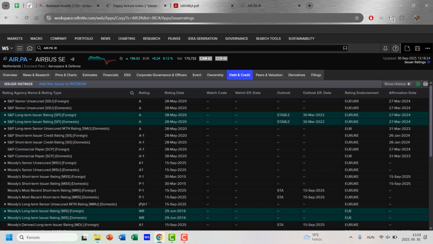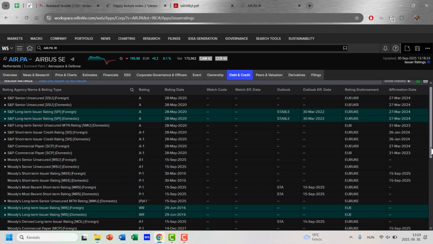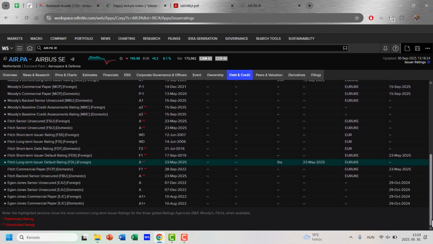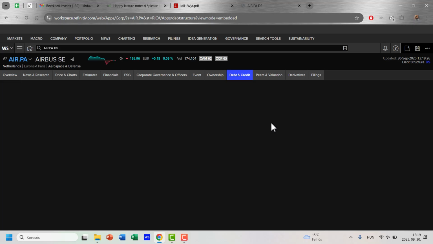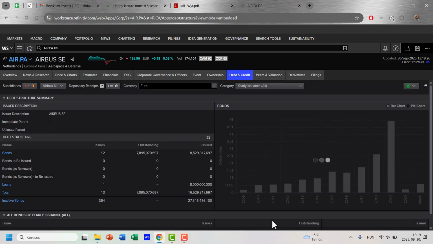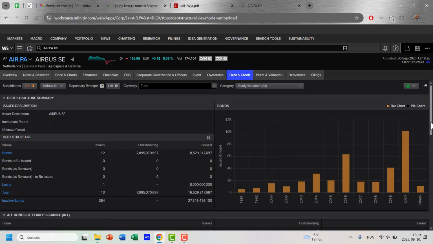So this ABCD rating is only valid for long-term debt. So with higher maturity than 1 year. Otherwise, they are just using this P structure. And but in the past, we had also a nice rating for the whole company.